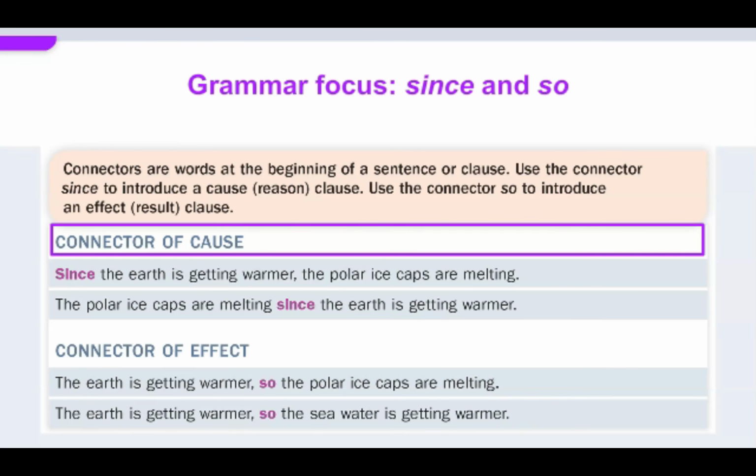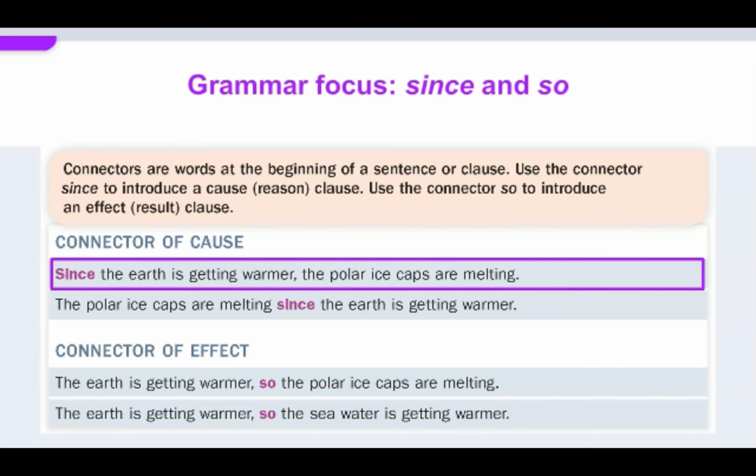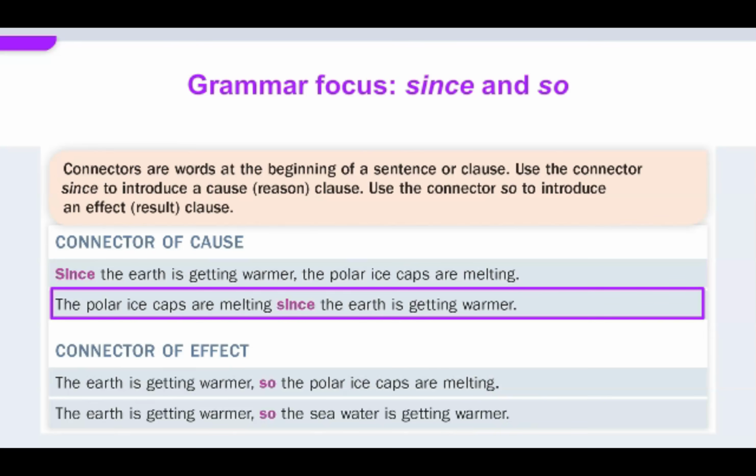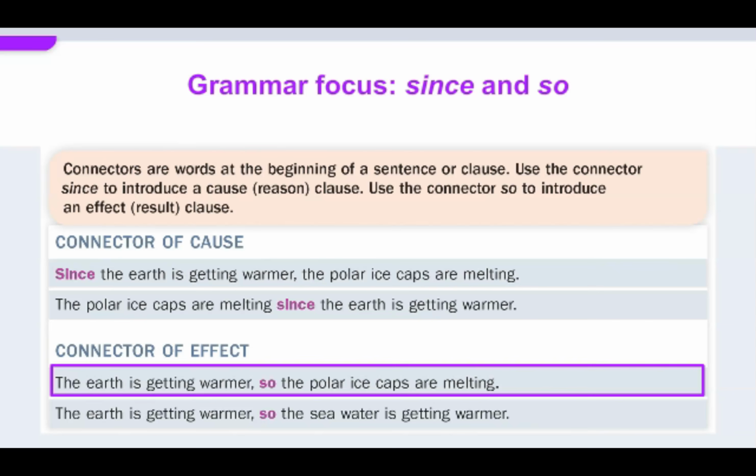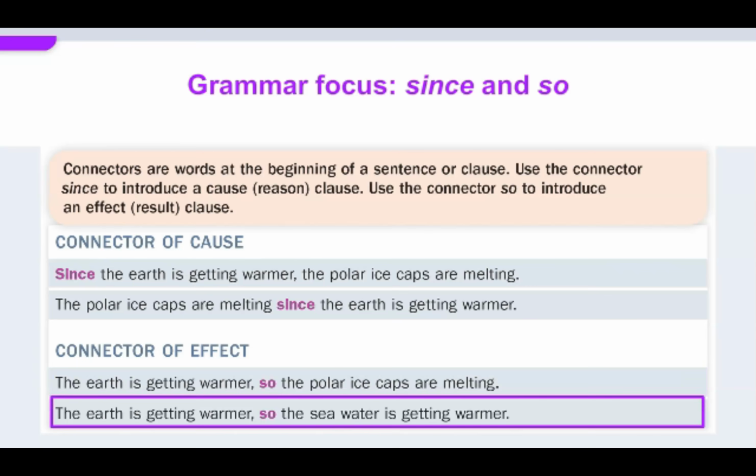Connector of cause. Since the Earth is getting warmer, the polar ice caps are melting. The polar ice caps are melting since the Earth is getting warmer. Connector of effect. The Earth is getting warmer, so the polar ice caps are melting. The Earth is getting warmer, so the seawater is getting warmer.